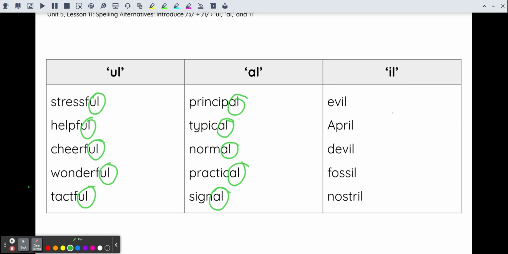And which letters to circle for the O sound? In evil, IL. April, IL. Devil, IL. Fossil, IL. And nostril, IL. Good job.